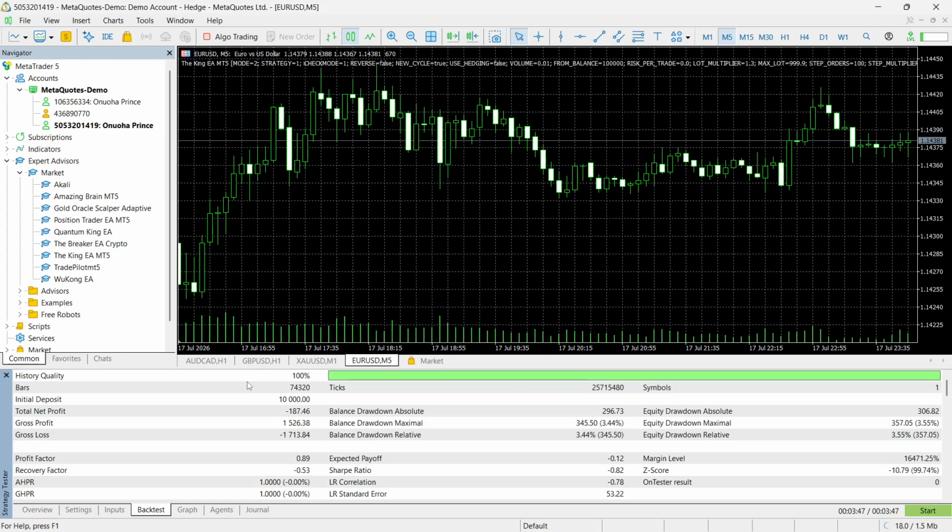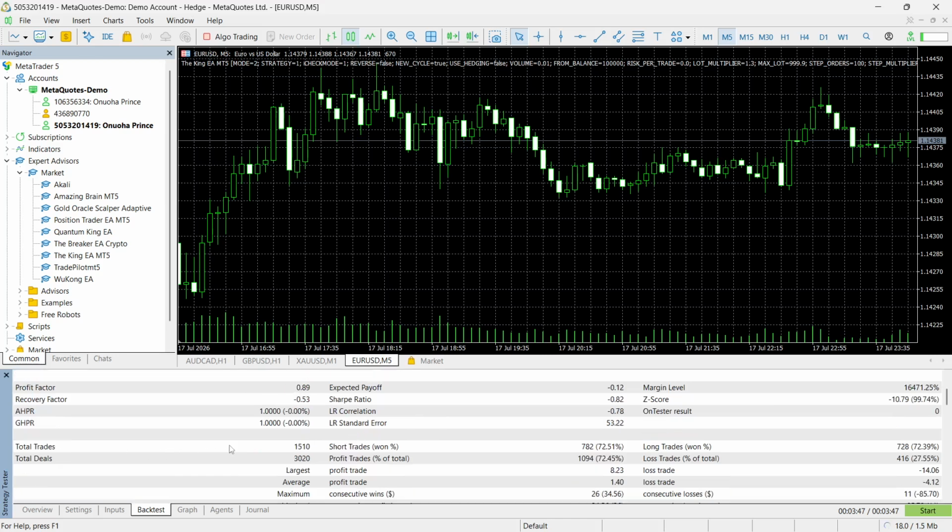All right, this shows strong risk control in terms of not blowing up, but the system struggled to generate net positive results in this test period. The total trades taken in the period were 1,510 trades.